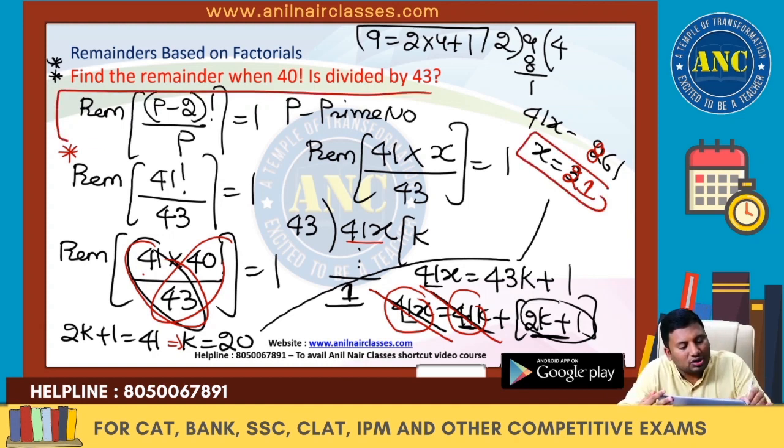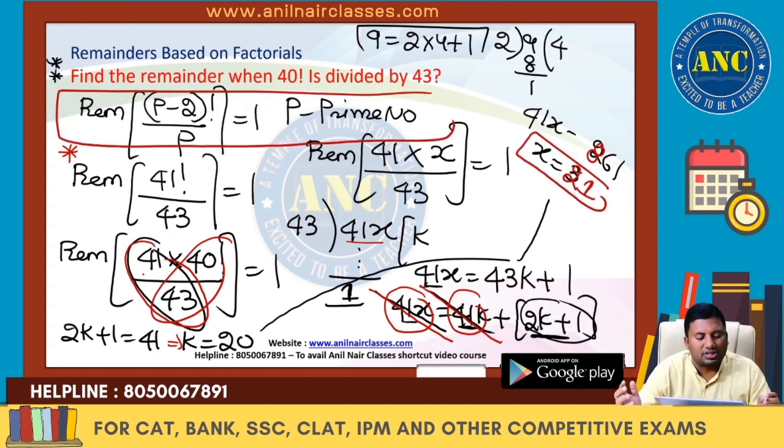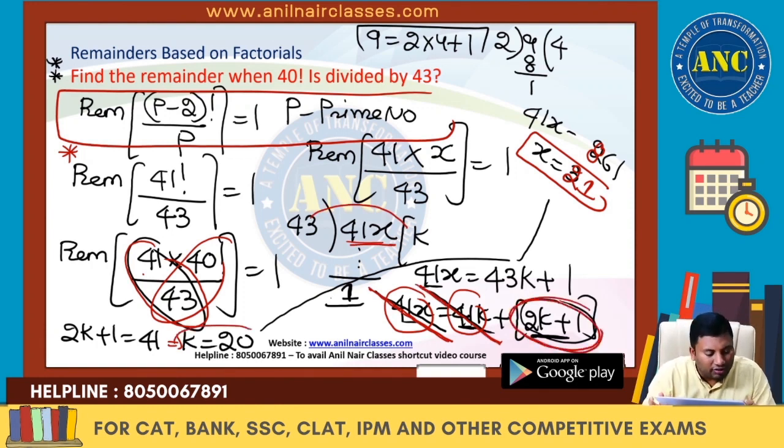There is also a shortcut for that which we'll discuss. What are the concepts that we used? Dividend is equivalent to divisor into quotient plus remainder. This should be divisible by 41. That means k value is 20. 43 into 20 plus 1 is 861. So x value is 21. Idea clear? I will do one more question. Then I will tell you the shortcut.